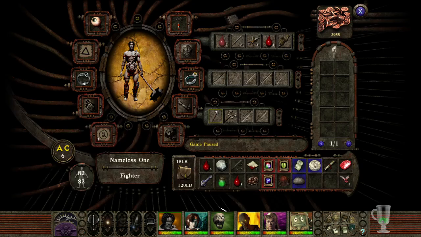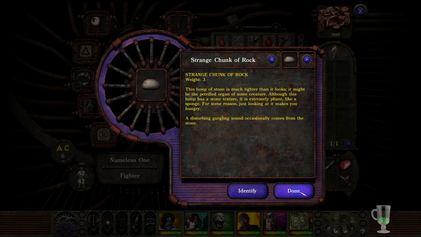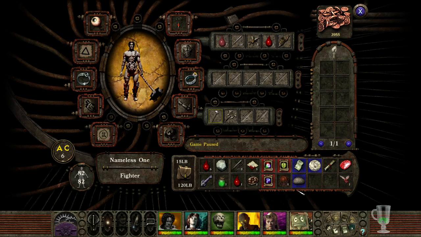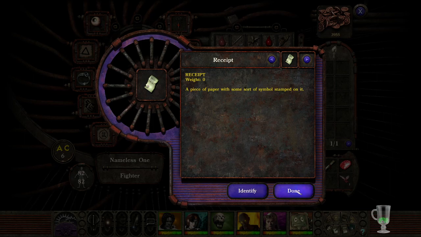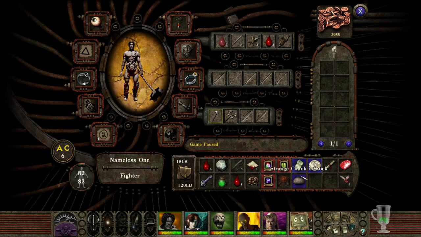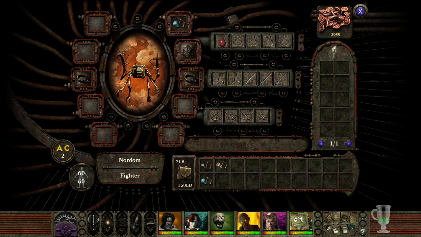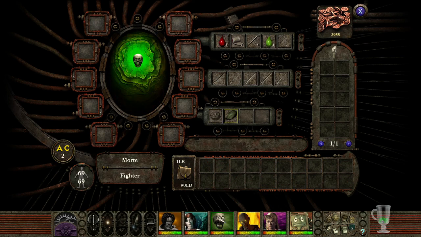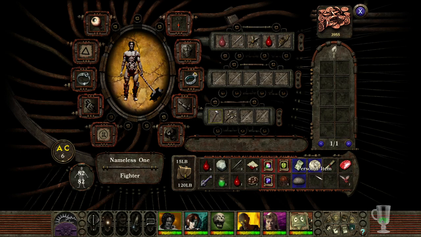Strange chunk of rock. Disturbing gurgling sound occasionally comes from the stone. Receipt. Piece of paper with some sort of symbol stamped on it. Kaleidoscope gem. A shimmering jewel catches the light and reflects it in a spray of colors. It looks extremely valuable. What the fuck is this? I need more identifying tears. Help me.